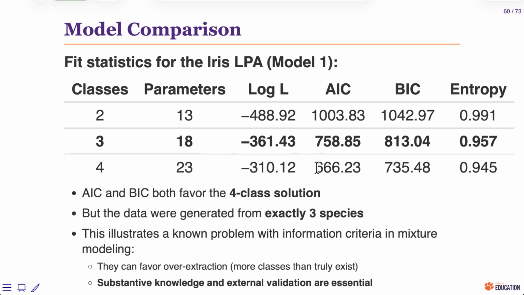in this case, favored the 4 class solution. Here I am looking at the boldface. AIC is lowest in the 4 class. BIC is lowest in the 4 class.